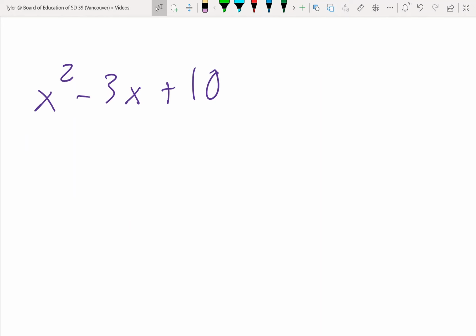Let's do one more. Same basic idea. Okay, this has no common factors, so I can just go straight ahead. I'm going to say, okay, I got factors of 10. So let's write them out. We got 1 and 10. We got 2 and 5.